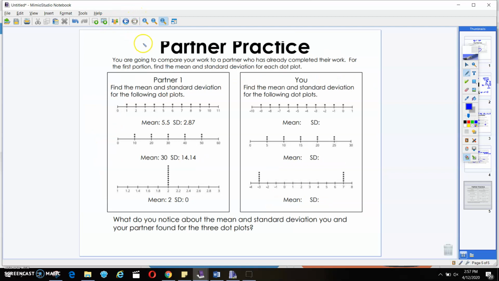So this is your assignment for today, the partner practice. So this is what you're doing, and this is your partner. The partner's stuff is already completed. So you're going to work the mean and standard deviation for these three, and then you're going to answer, what do you notice about the mean and standard deviation you and your partner found for the 3 dot plots, okay?